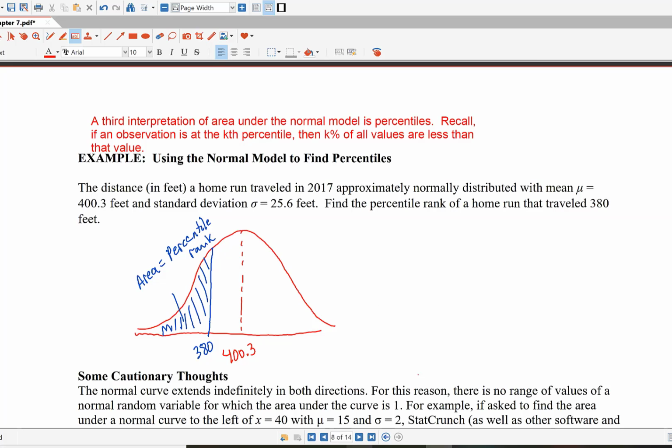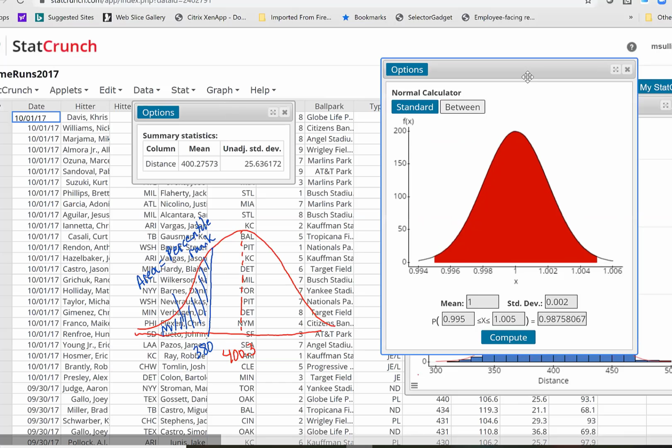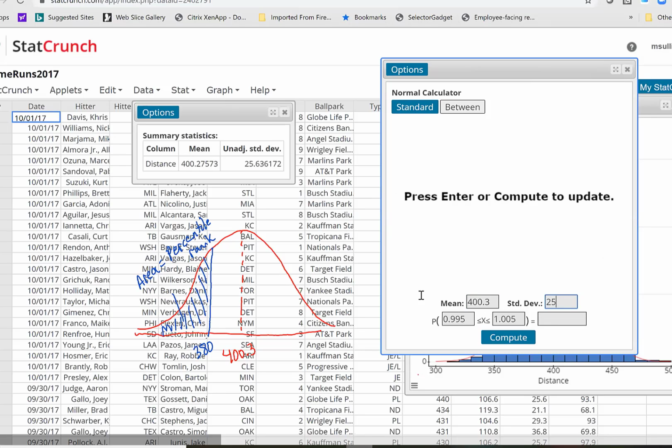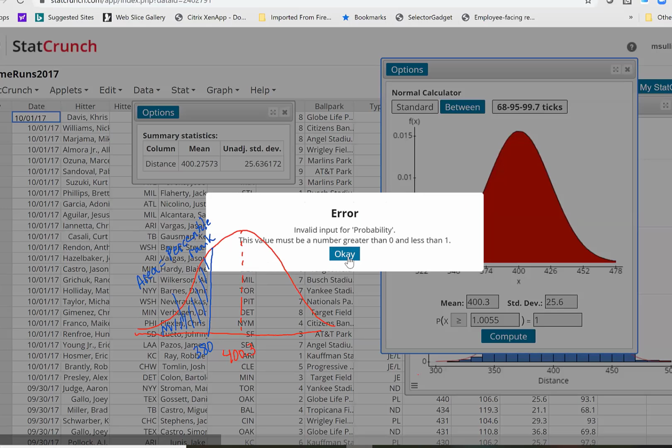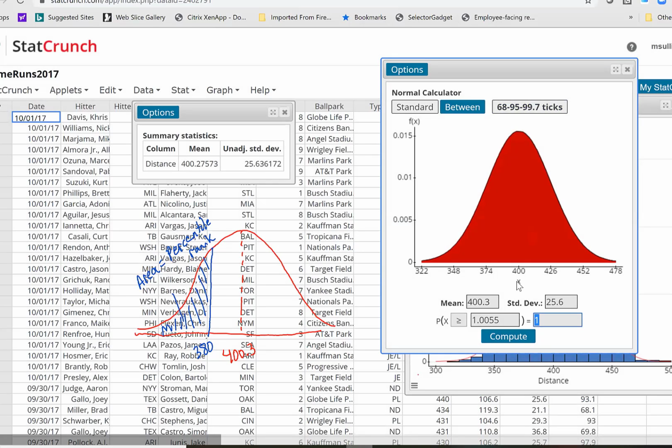Okay, so now we do have to change our mean. This is 400.3 and I think this was 25.6. Oh, and look at this, I forgot to mention this. This gives you 68.95, so 1 standard deviation, 2 standard deviations, and so on at the bottom. If you click, that's that. Really cool.